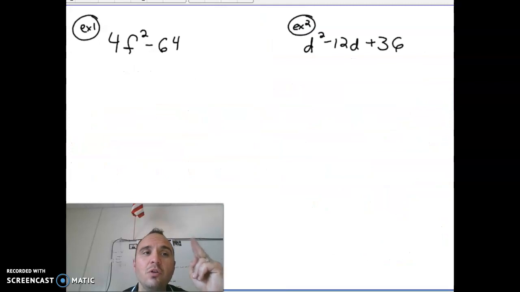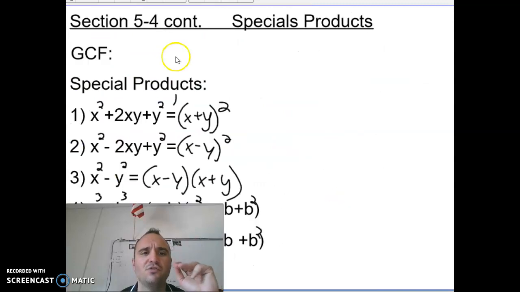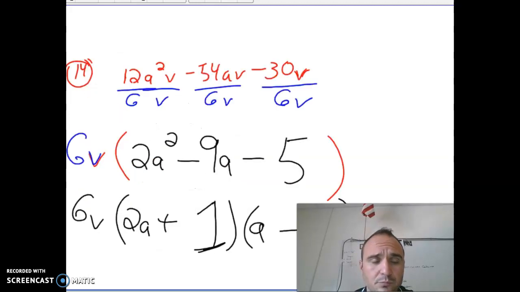Number two, you should look to see if there's a special. So specials are these 5 specials that we went over. We're only going to concentrate on 3, because the difference of 2 cubes and sum of 2 cubes we're not going to get to. But here are the formats. x squared plus 2xy plus y squared is x plus y squared. Same thing with minus, it's x minus y squared. And then we have my favorite one here, which is the one we're going to spend the most time on, which is difference of 2 squares, not sum of 2 squares.